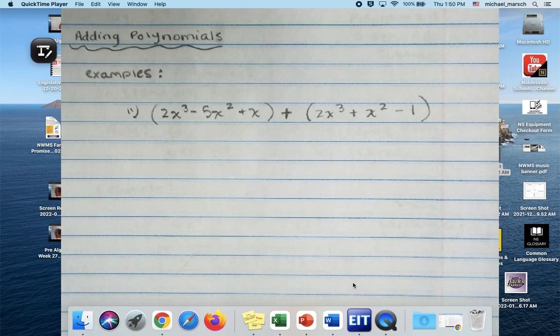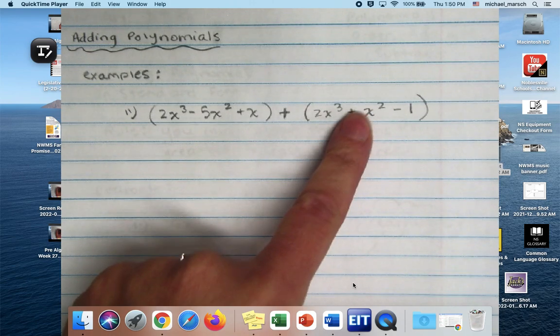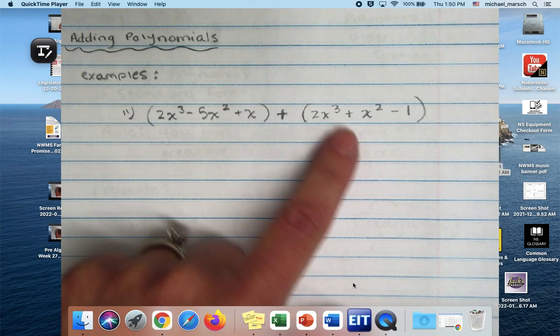What do you guys remember about like terms back when you first learned about equations? What do you have to have in order for something to be considered a like term? Same what, Avery? Same base. Same variable and maybe same, sorry? Exponent. You can only combine them if they have the same variable and same exponent, right? Otherwise, they can't be combined. So I can combine 2x to the third and 2x to the third because x to the third is the same. Does that make sense?